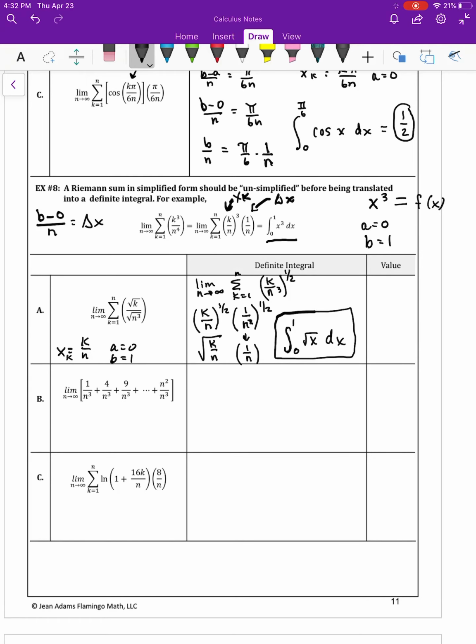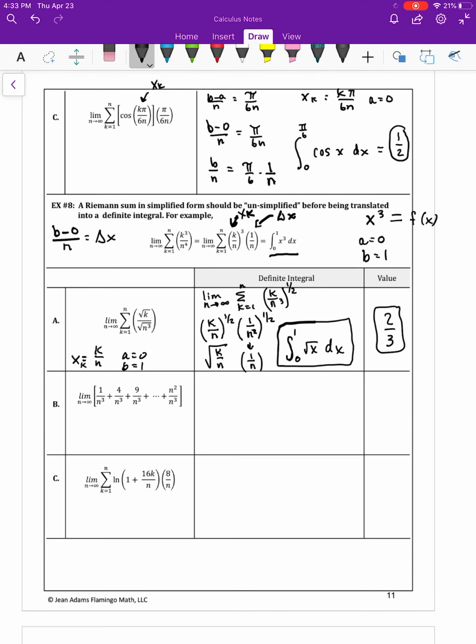I know my a is 0. And if the numerator of my delta x is 1, then my b is 1. And so I've got the integral from 0 to 1. And then if my x sub k is k over n and I got it as a square root, this must be square root of x dx. So this would be your integral. And if you put that into your calculator, you should get 2/3 as your value.